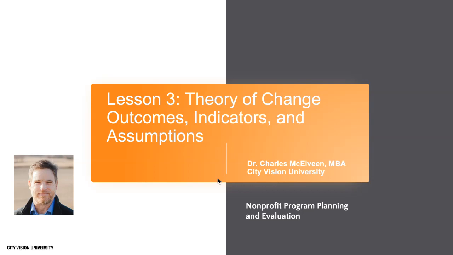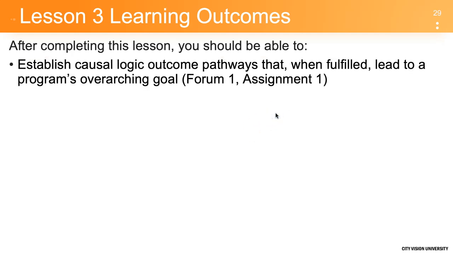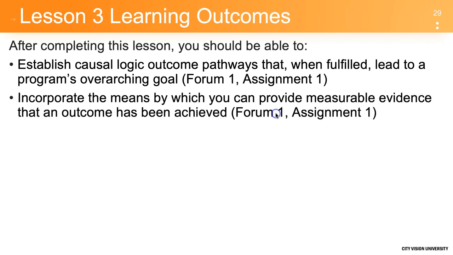I'm Charles McElveen, and this is Lesson 3, Theory of Change Outcomes, Indicators, and Assumptions. There are 3 outcomes for this lesson. The first is that you will be able to establish a causal logic outcome pathway that, when you fulfill it, can lead to a program's overarching goal or purpose.